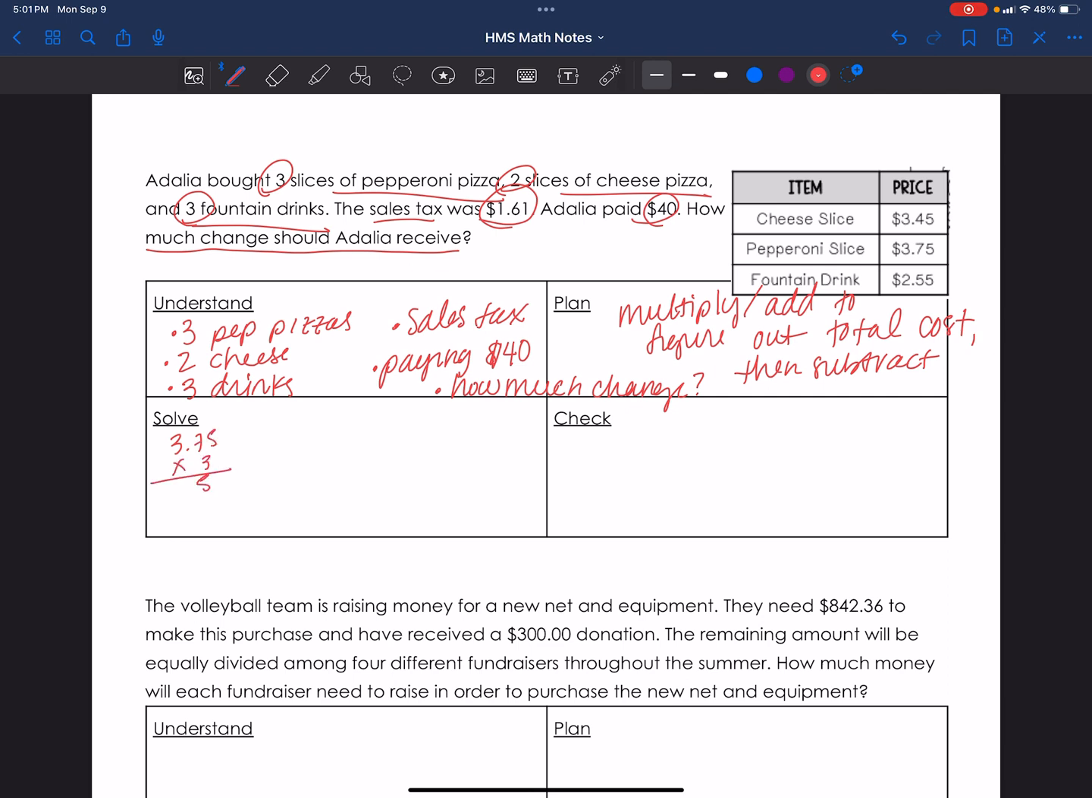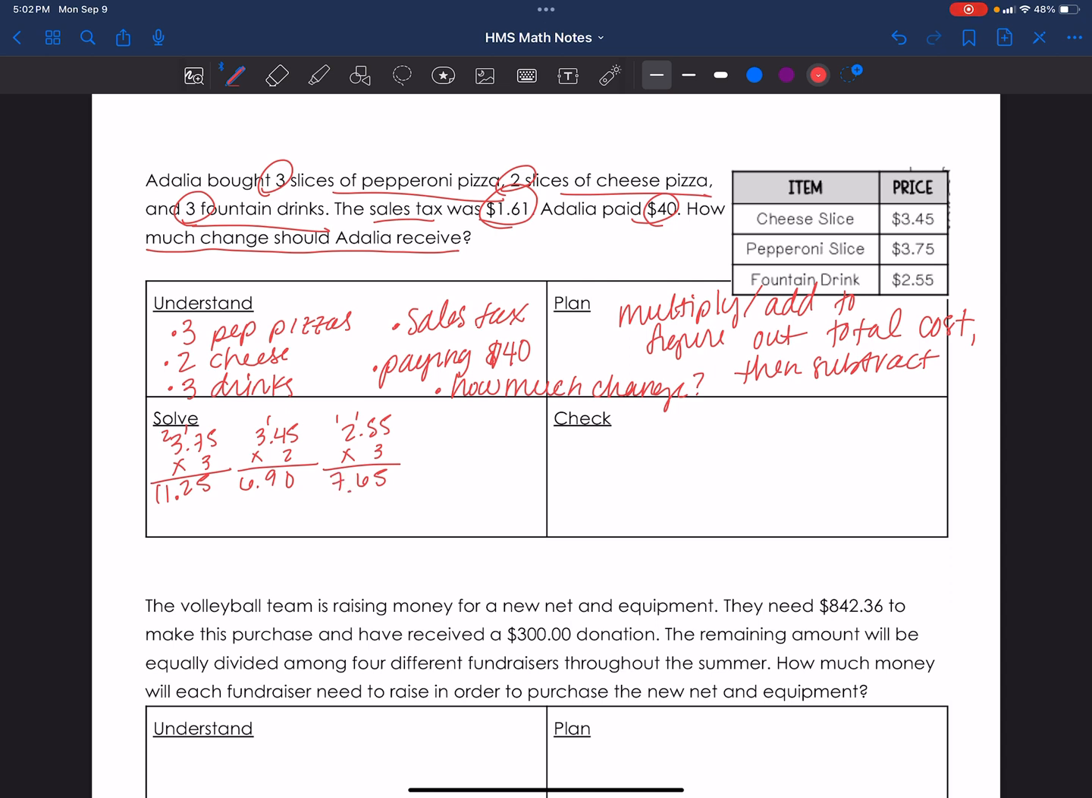5 times 3 is 15, carry the 1. 7 times 3 is 21, plus 1 is 22. Carry the 2. 3 times 3 is 9, plus 2 is 11. All right, and then 2 cheese pizzas. That's $3.45 each, so I'm just doubling it. 5 times 2 is 10. 4 times 2 is 8, plus 1 is 9. 3 times 2 is 6. Okay, and then I've got 3 drinks. 5 times 3 is 15. 5 times 3 is 15, plus 1 is 16. 2 times 3 is 6, plus 1.